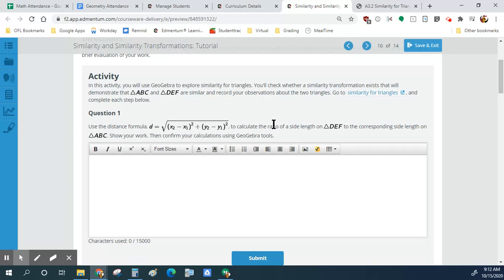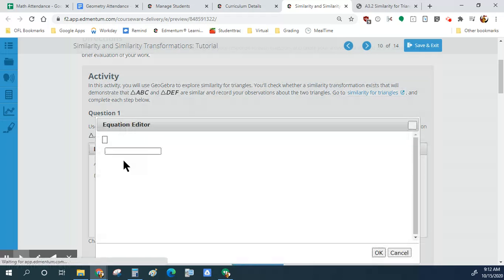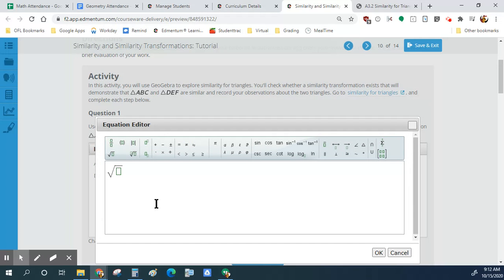Use the distance formula to calculate the ratio of the sides. So just to make it easier, I'm just going to say the sides. We're just going to do AB, and we're going to do DE. And in order to figure this out, we have to use the square root of this formula. I'll do it the long way. I know I did the short way last time, but I'll do it the long way this time.